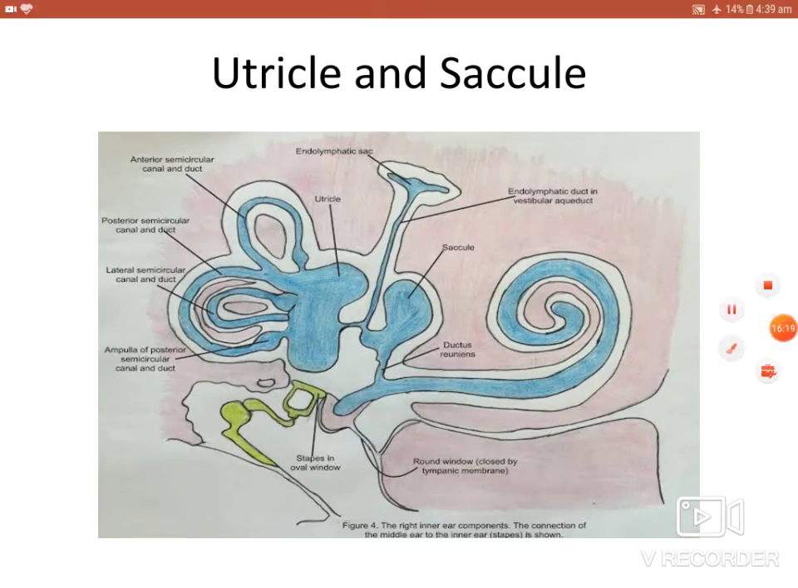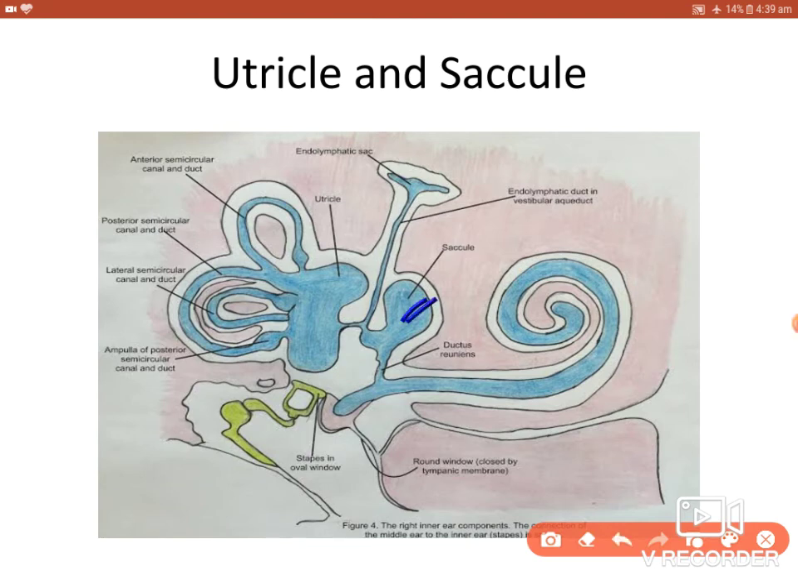Here you can see this is the saccule. Here this is the utricle. The saccule is connected to the cochlear duct by means of a ductus reuniens. The utricle and the saccule are connected by a Y-shaped duct, here called the utriculosaccular duct, which then continues here. This is the ductus endolymphaticus.